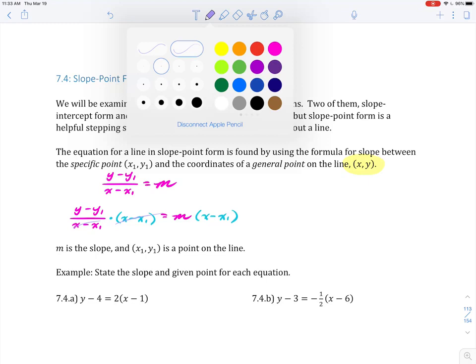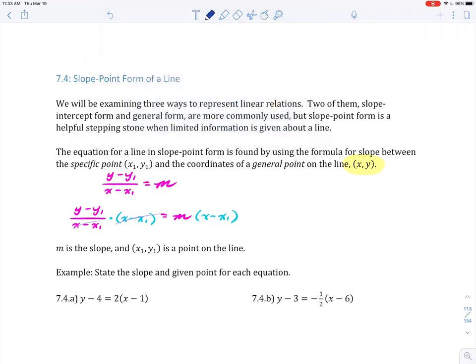On the left side, that means we have no more denominator. Those things just cancel each other out. Which leads us to the final version of this formula, which is in that blue. Which is y minus y1, that's our left side now, equals, and on the right side, we don't expand things, just m times x minus x1. So this is slope point form of a line, where x1, y1 are the point on the line, and m is still the slope.